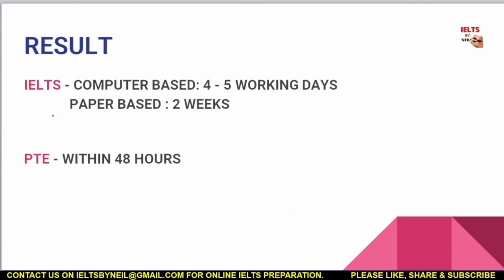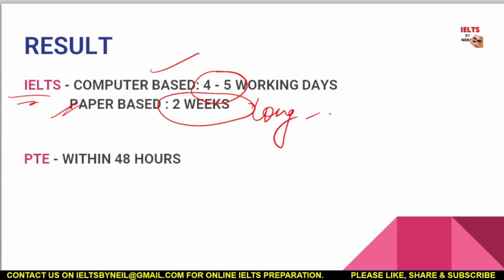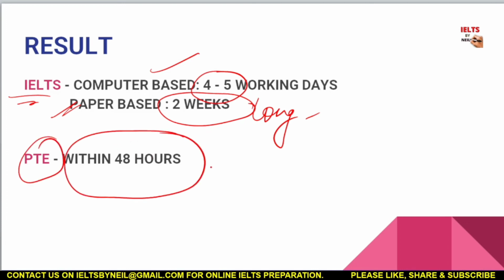Coming on to the results, in case of IELTS, if you have given computer-based, it takes 4 to 5 working days. But if you've given paper-based, it's 2 weeks. That's a long time. So in case of IELTS, you need to wait a long time. But if you've given PTE, the result is given within 48 hours. That is pretty short. So again, it depends on your various circumstances, that if you don't have time, if your deadline is too close, you should go for PTE.